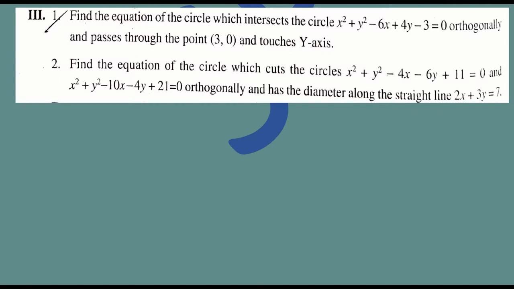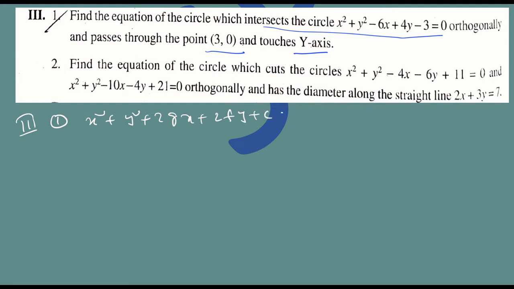We want the equation of the circle which intersects this circle orthogonally, passes through the point 3, 0 and touches the y-axis. Let's go with that. You see, we have again the required circle. I am assuming it to be x square plus y square plus 2gx plus 2fy plus c is equal to 0. Now it is intersecting that circle orthogonally.